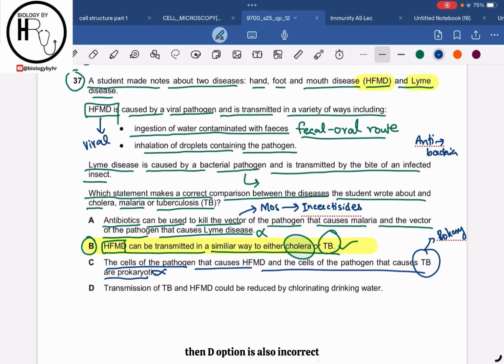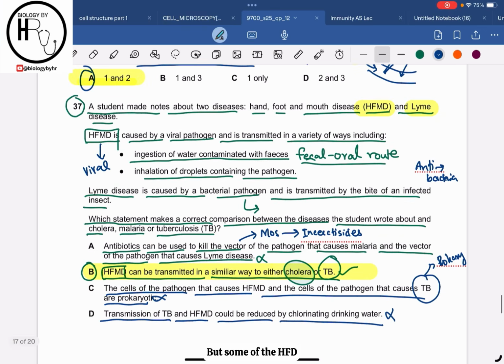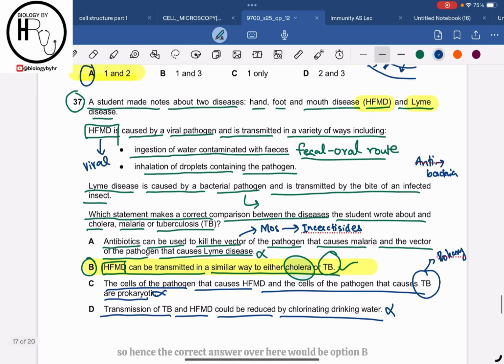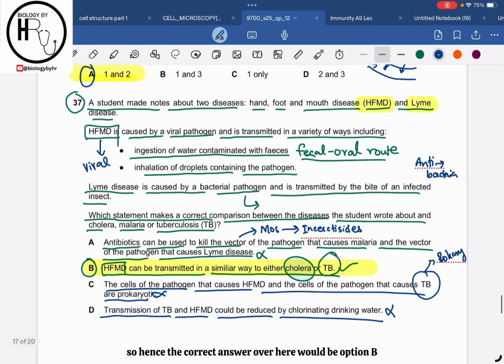Then option D is also incorrect. Why? Because the transmission of TB and HFMD could be reduced by chlorinating the drinking water. This is incorrect because we know that chlorination of water helps to reduce waterborne diseases, for example cholera. But HFMD is not a waterborne disease. Likewise TB is not waterborne, it spreads by droplets. So the correct answer here is option B.